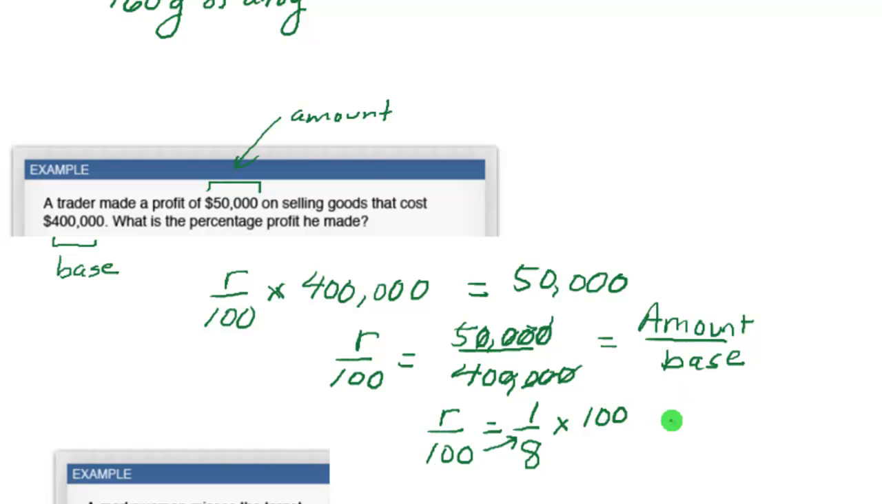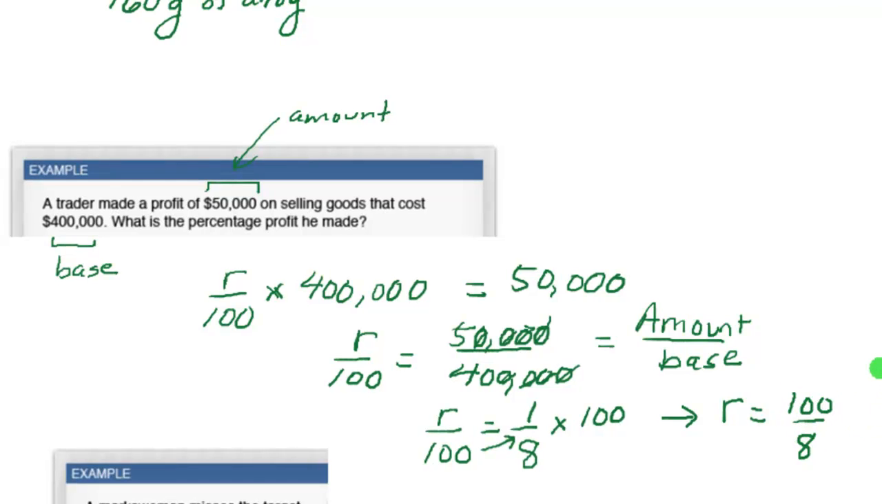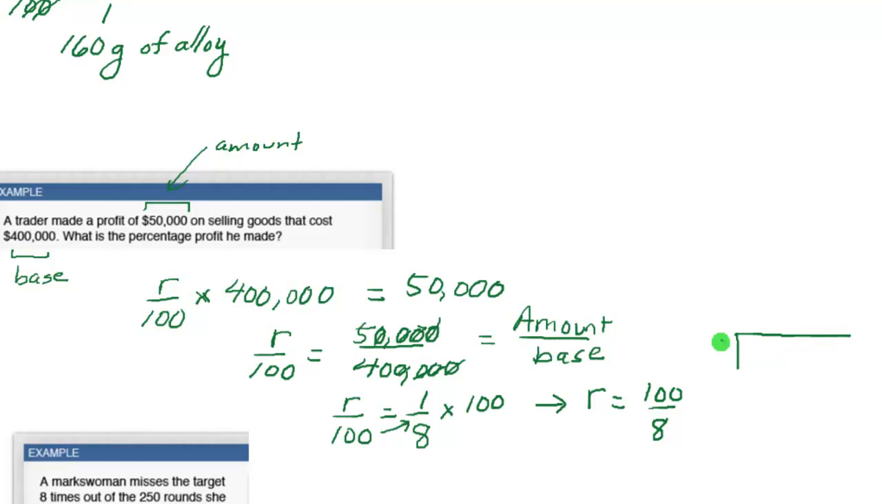So we have that the rate is 100 divided by 8. And let's go ahead and do that long division. And let's see, 8 goes into 10 once. And then we're subtracting, so that's 2. Bring down the zeros. 8 goes into 20 twice. That's 16. So that's a 4.